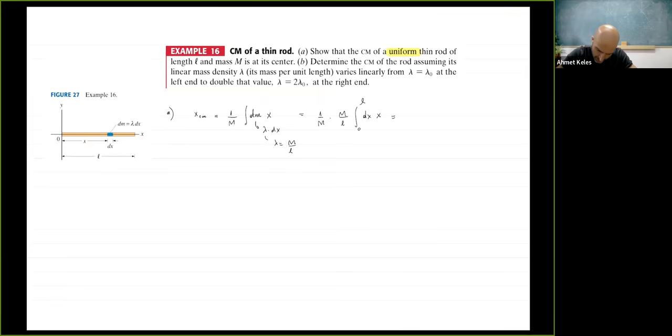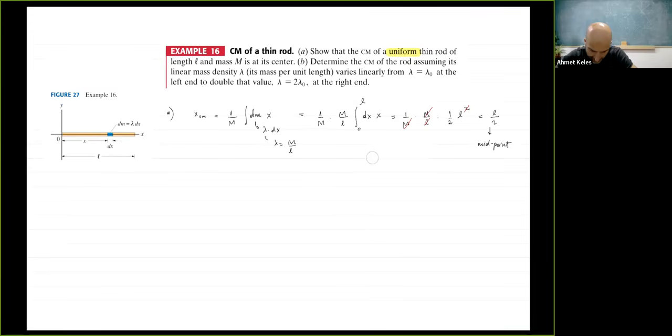So this thing is going to be equal to 1 over M over L. And this integral is 1/2 x squared. Maybe I can do it here, 1/2 x squared, put the limits from 0 to L. It's going to be equal to 1/2 L squared. Some cancellations, and this is going to be L over 2. So this is the midpoint, as expected.